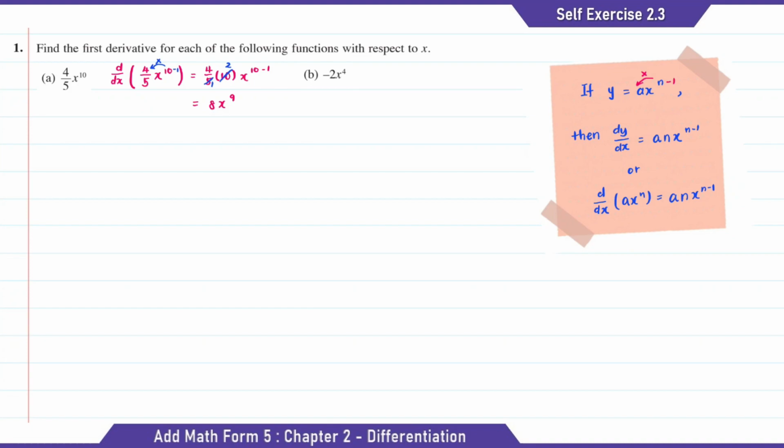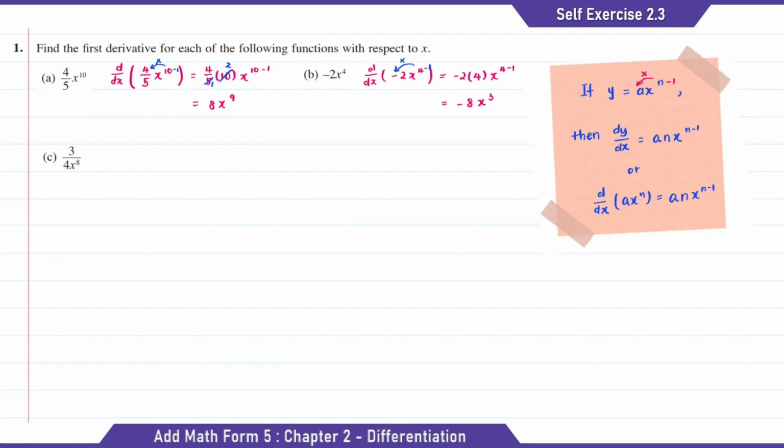Question B. Differentiating negative 2x to the power of 4 with respect to x. This is equal to negative 2 times 4 x to the power of 4 minus 1. So the answer is negative 8x to the power of 3.